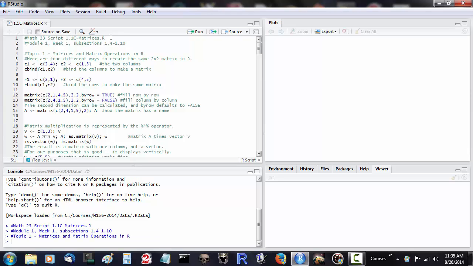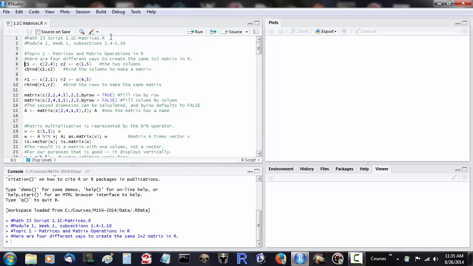First, let's consider how to create a matrix in R. For our purposes, the most important feature of a matrix is that the first column represents what happens when a linear transformation acts on the first standard basis vector, the second column, what happens when that linear transformation acts on the second standard basis vector, and so on. So the natural way for us to make a matrix is column by column.